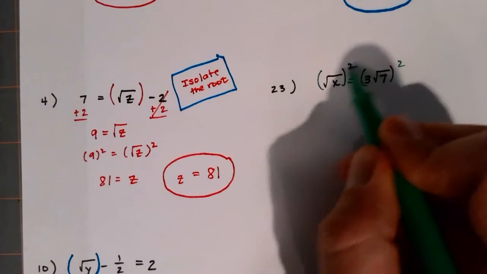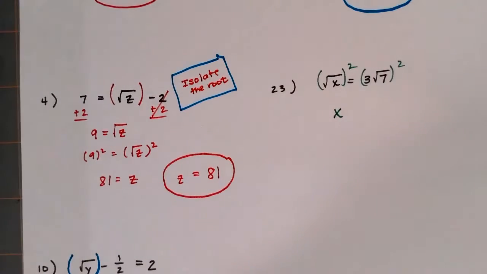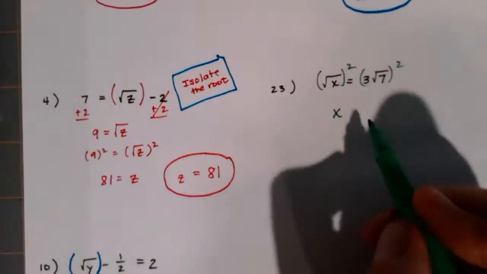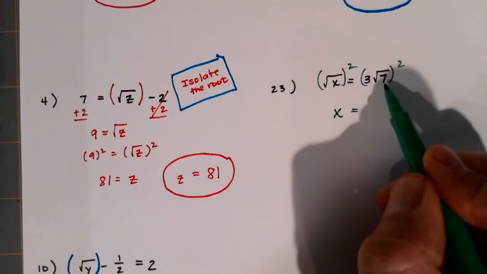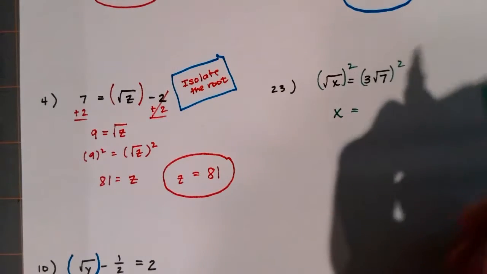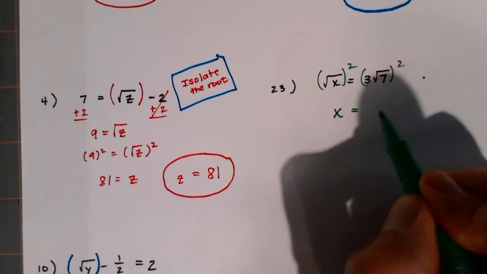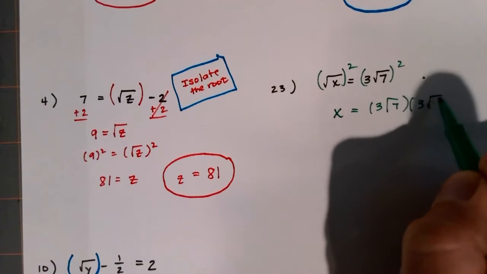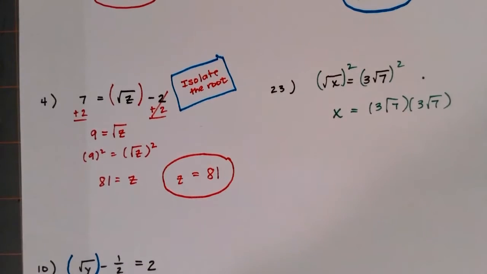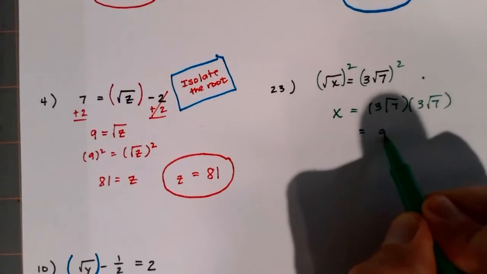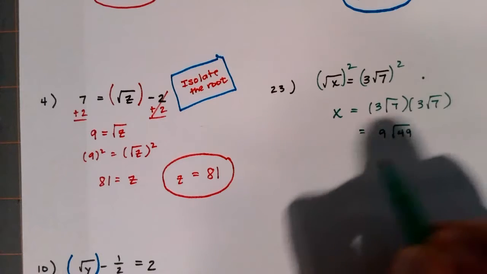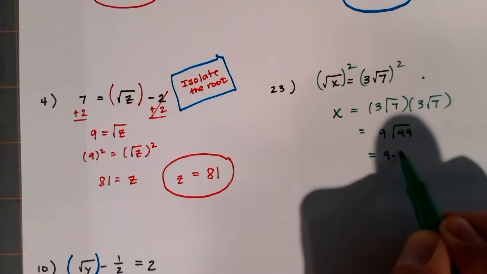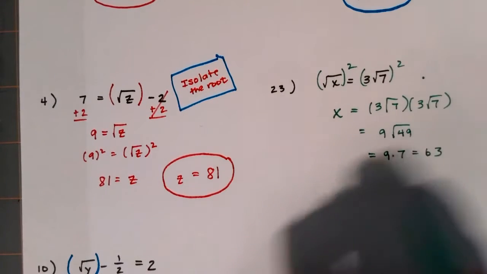So the square root of x squared, well, that's just going to be x. My life is so hard, and I think this is easy. I just want you guys to be mindful. So this 3 root 7 squared, remember, that's just shorthand for 3 root 7 times 3 root 7, which is going to be 9 root 49, which is 9 times 7, which is 63.